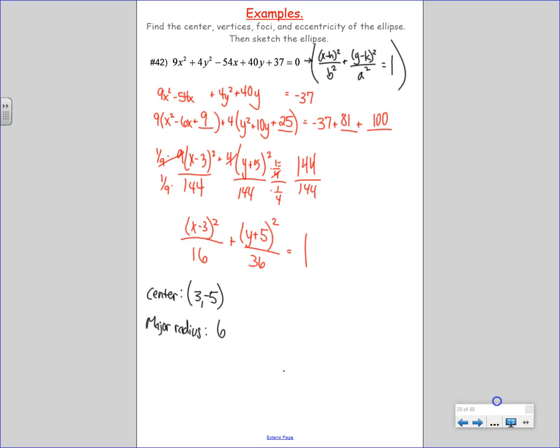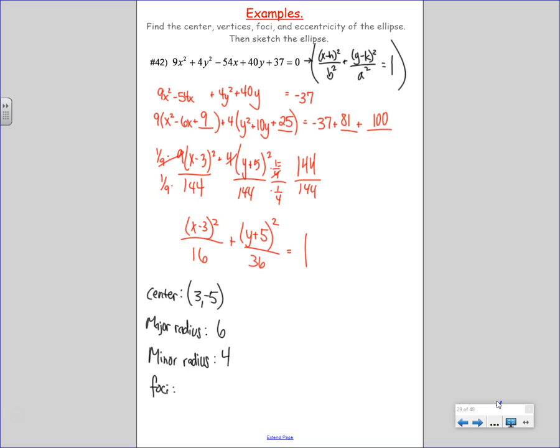What's the minor radius? Look at the other term, square root it. They didn't ask for it, but we're going to put it in our picture anyway. What's our focus? How do I find that? Technically, foci, there are 2 of them.